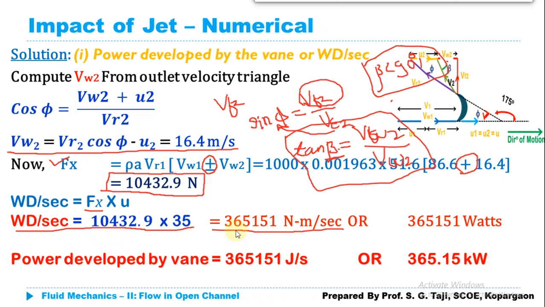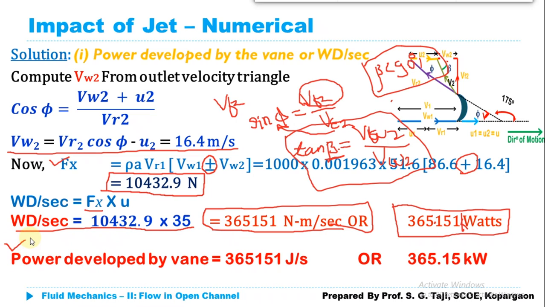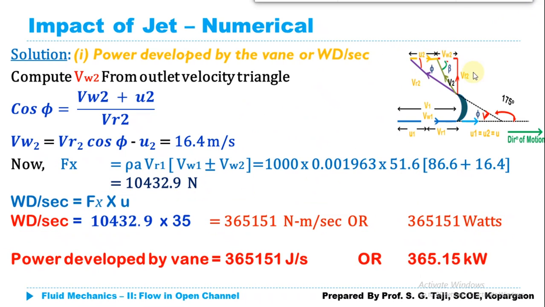So here it is 365,151 Newton meter per second, or watts, or I can simply write it as 365.151 kilowatt. After calculating the work done per second, I can write that power developed is equal to 365,151 joule per second, or 365.15 kilowatt. This will be our power developed by the vanes, or power developed by the jet on the vanes.